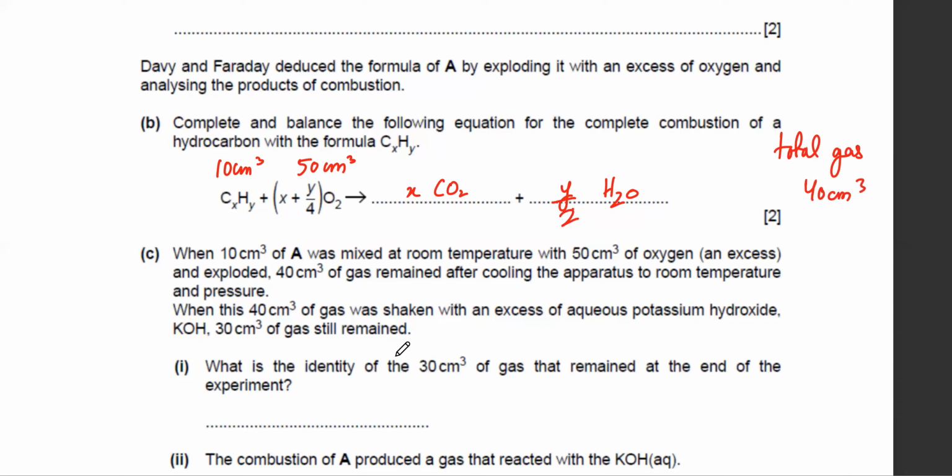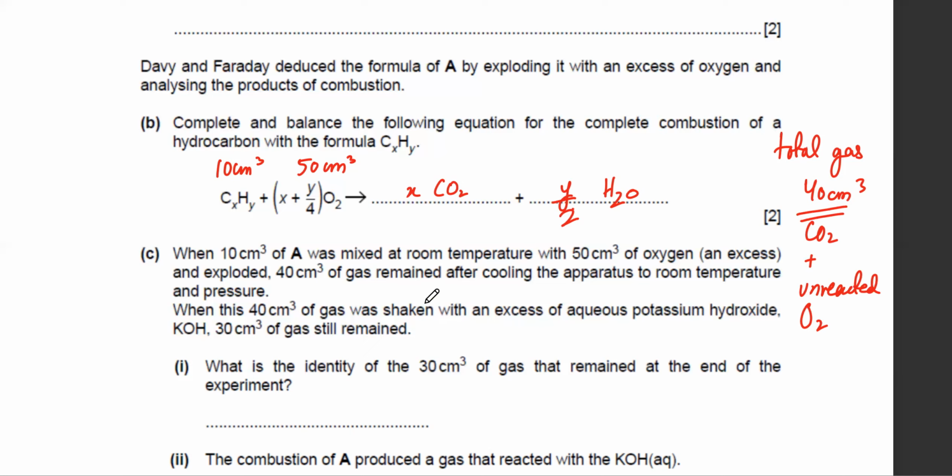So what is the temperature at which they're doing that? It's happening at room temperature. So 40 cm³ of gas remained. So that means this 40 cm³ is carbon dioxide plus the unreacted oxygen, O2. So 40 cm³ are these two things.